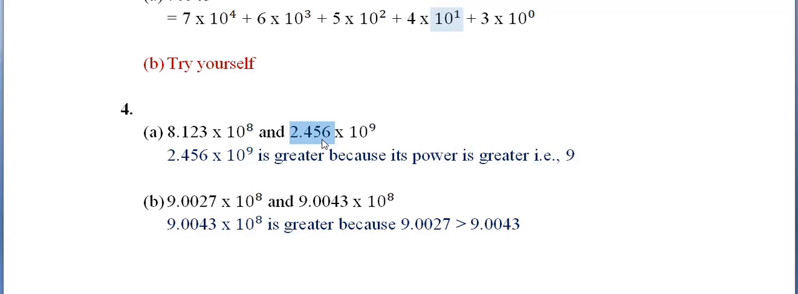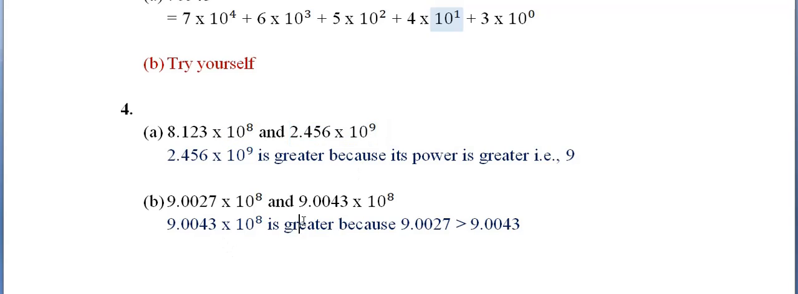But here you have to look at these. It is 10 to the power 8 and it is 10 to the power 9. So whatever number has got the highest power is the greater one. So this number 2.456 into 10 to the power 9 is greater because it has got the greater power, because it is just 10 to the power 8 and it is 10 to the power 9. So 9 is greater than 8. Hence we can say that this number is greater.